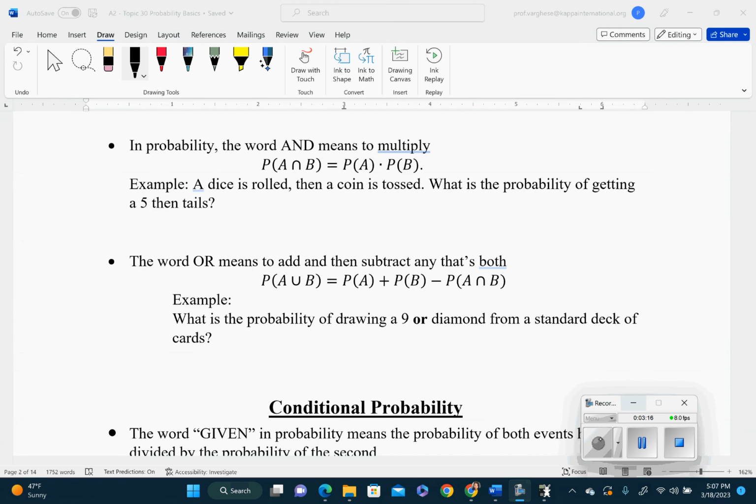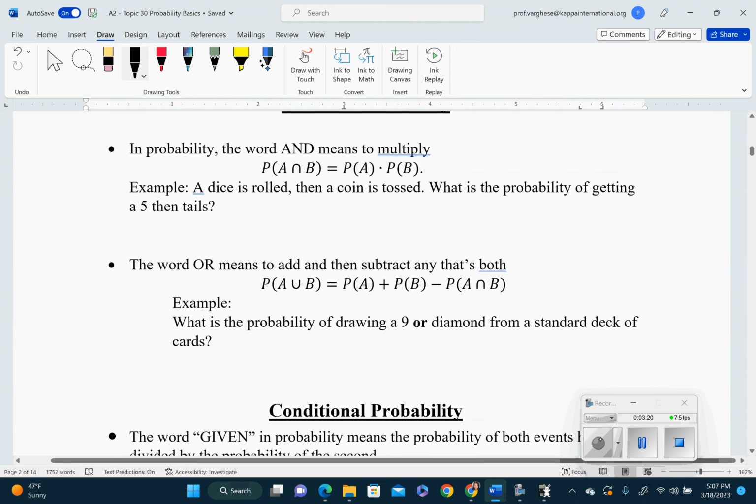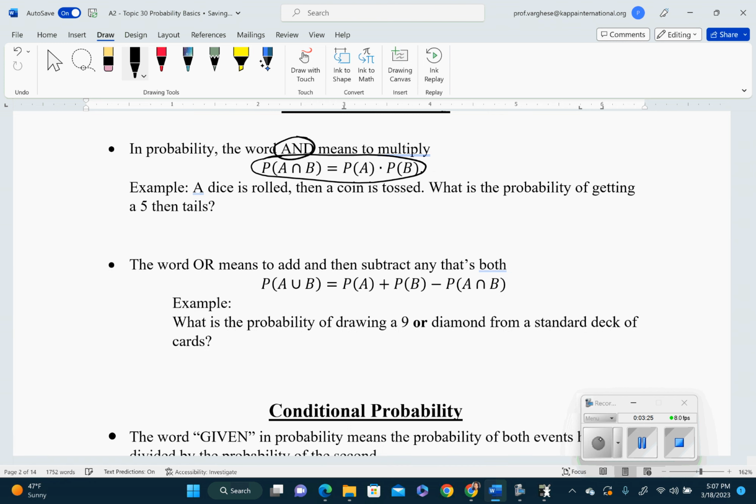So I definitely want to go over the basics of probability, some formulas that you do need to memorize. Whenever you see the word and, it means to multiply. So the probability of and, the symbol for and is like an upside down U. The probability of A and B is equal to the probability of A times the probability of B. So this is an example, okay?